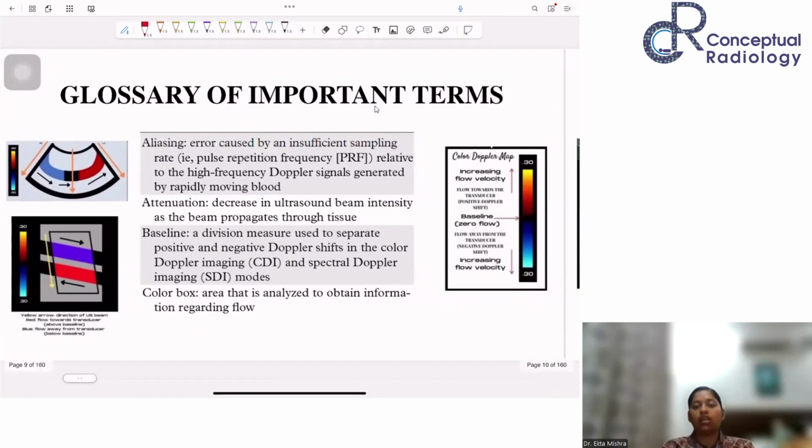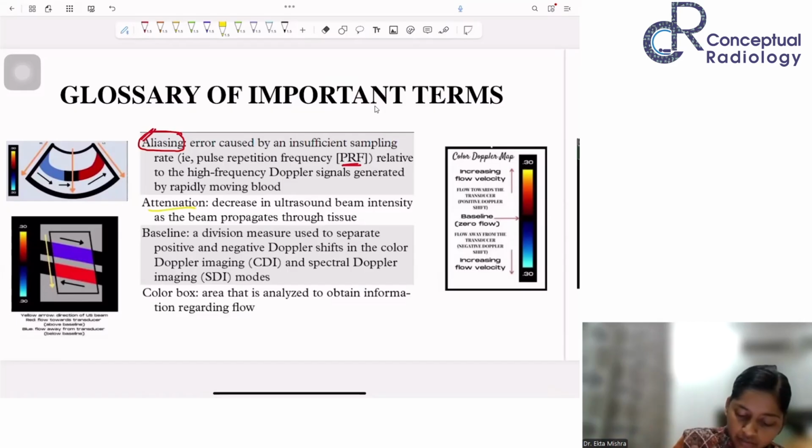So there are a few important terms which will come again and again when we are studying Doppler. The most important concept is aliasing, and we have a number of slides for discussing the aliasing part. So just remember that if the sampling rate, or the PRF, is low relative to the frequencies being received, so your received frequency is higher and your PRF is low, then you will have aliasing. Okay, we'll discuss this in detail. So just remember this much for now.